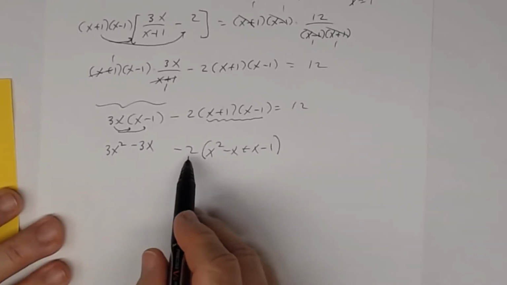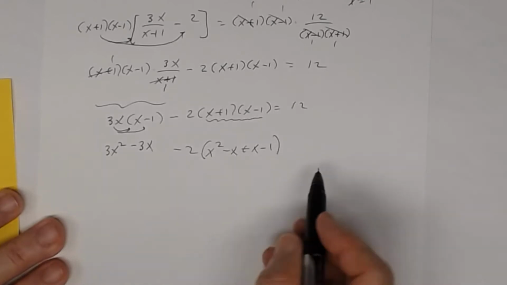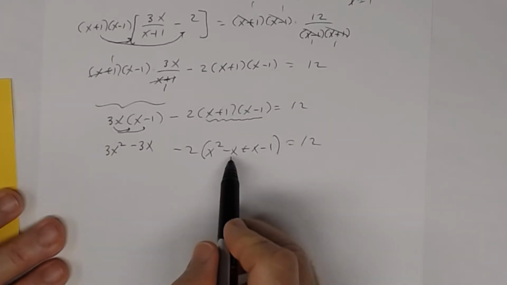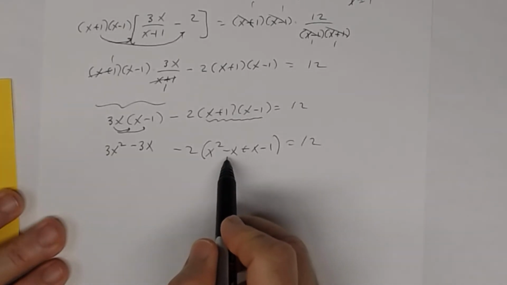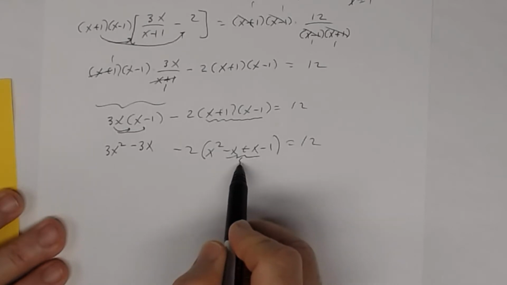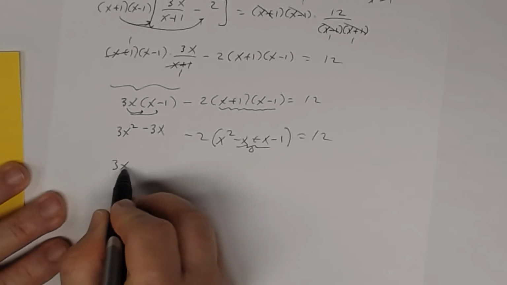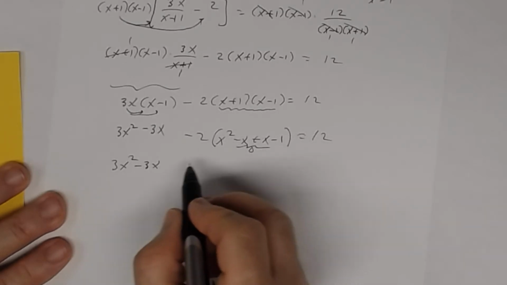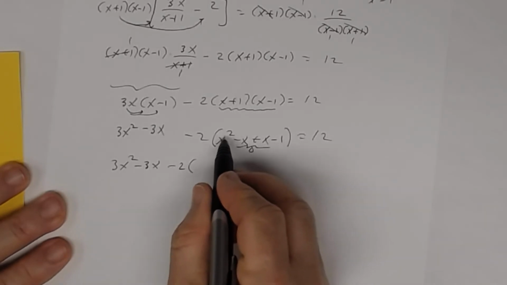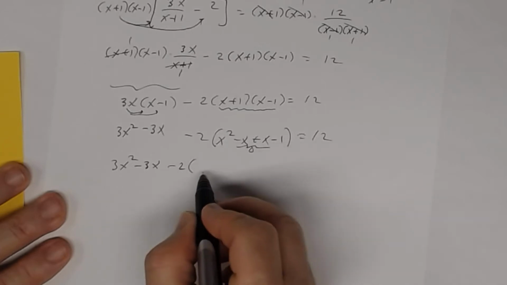Now, before you distribute, make things easy on yourself. And don't forget, that's equal to 12. Before you distribute, make things easy on yourself, because notice a negative x and a positive x is 0, right? So rewrite it. So here's what I have. I have 3x squared minus 3x minus 2 times, and then this just becomes x squared minus 1.